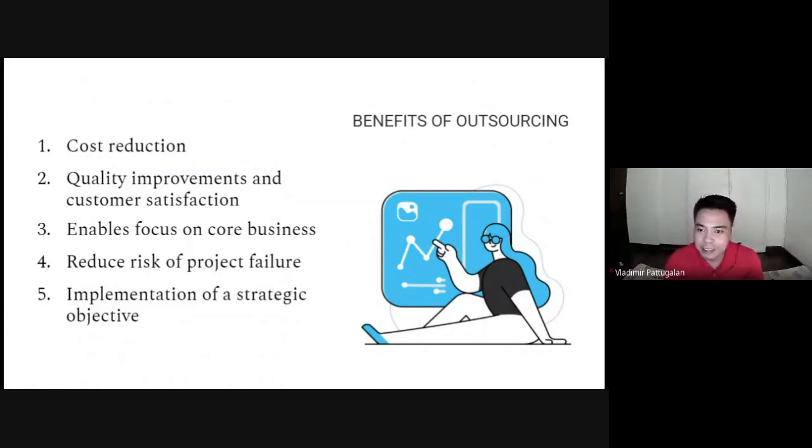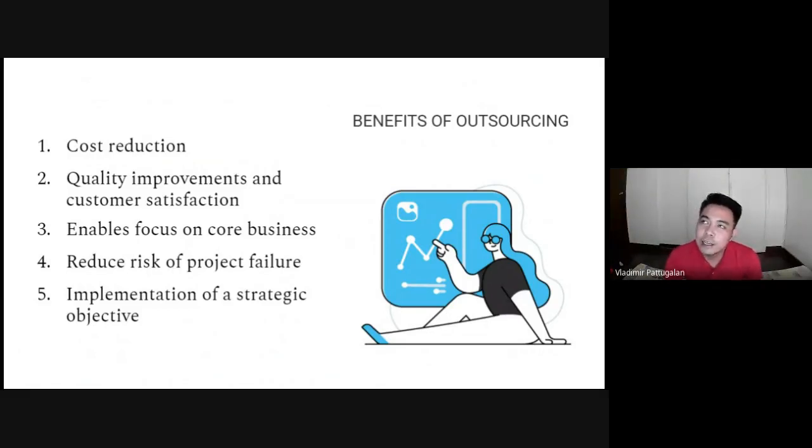And the next is quality improvements and customer satisfaction. When we talk about quality improvements, it's through outsourcing IS functions to a company that is an expert in this field. So it should be possible to deliver better quality services to internal and external customers, if the outsourcing third party vendor will be a pro in it and well experienced in a specific function.